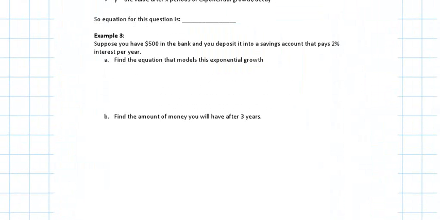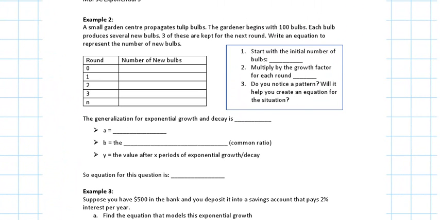A small garden center propagates tulip bulbs. The gardener begins with 100 bulbs. Each bulb produces several new bulbs. 3 of these are kept for the next round. Write an equation to represent the number of new bulbs. So what's happening here? Should we read the question again?